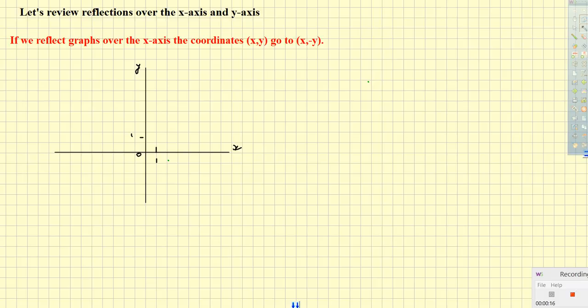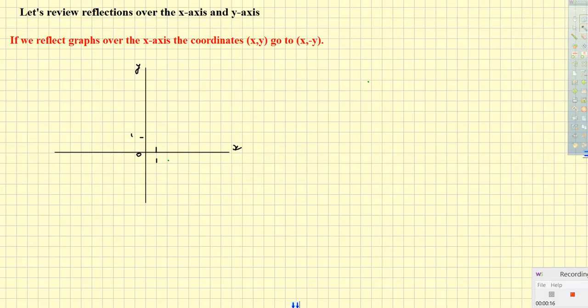We have looked at reflecting graphs over the x-axis, we've looked at reflecting graphs over the y-axis, and we've looked at reflecting graphs over y equals x, as well as the y equals negative x graph. So let's start with just looking at the reflection over the x-axis.